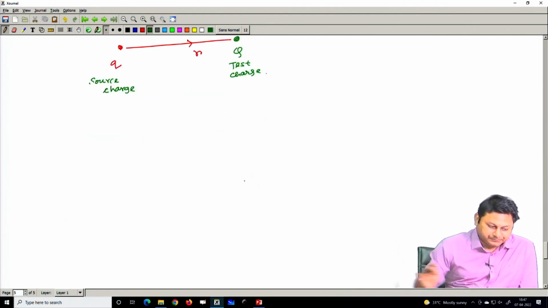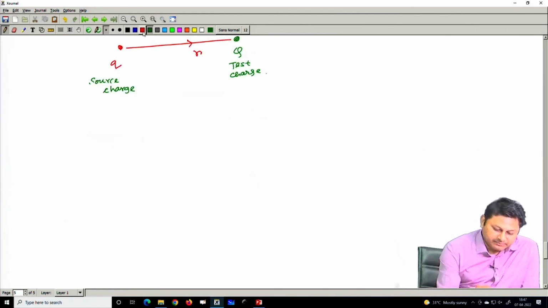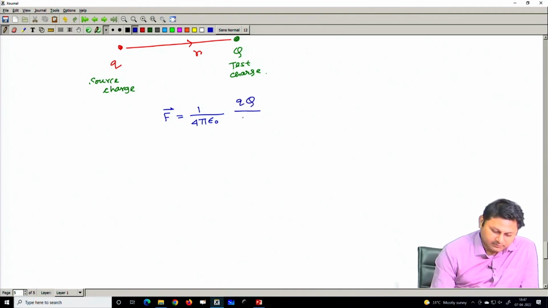Okay. So then the force between them is simply written like the inverse square law. So the force between them is 1 by 4 pi epsilon 0, which is a constant, and then Q q divided by r square, unit vector r, where unit vector r is simply vector r divided by mod of r.